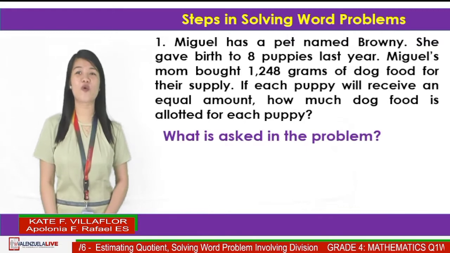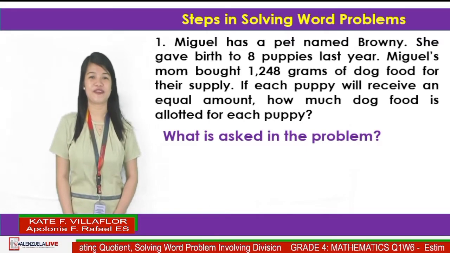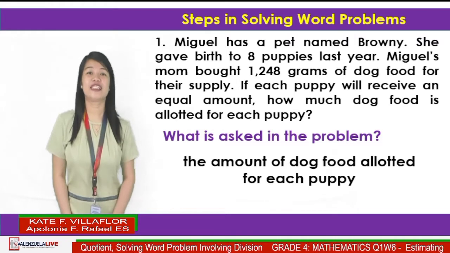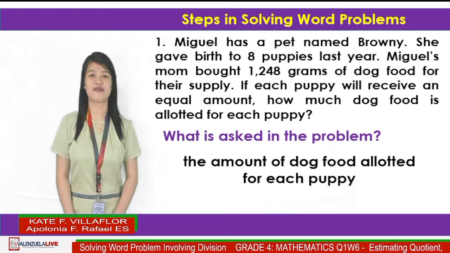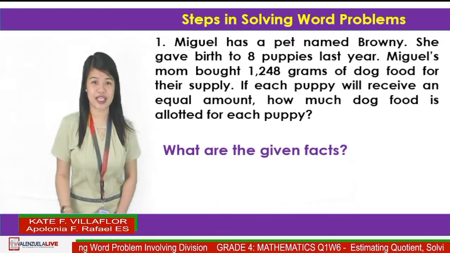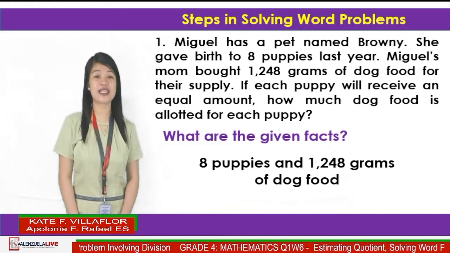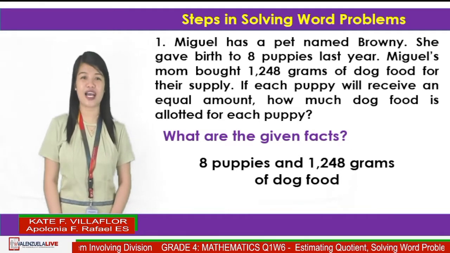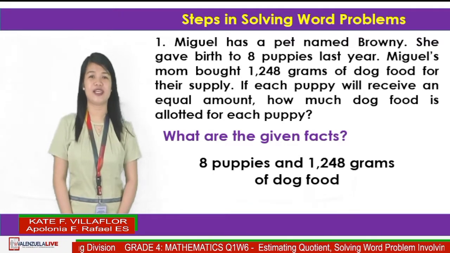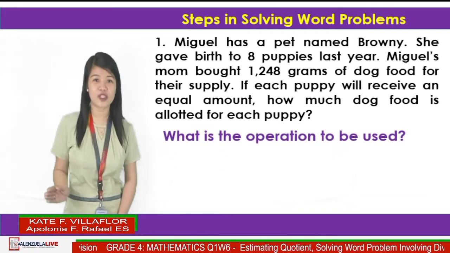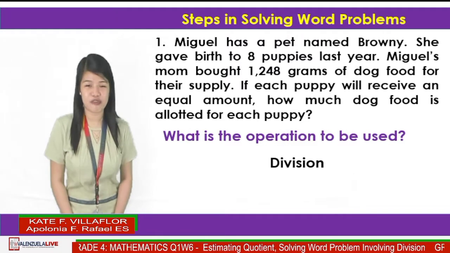Okay, let's answer what is asked in the problem. Very good. The amount of dog food allotted for each puppy. What are the given facts? 8 puppies and 1,248 grams of dog food. Very good. What is the operation to be used? Very good. That is division.